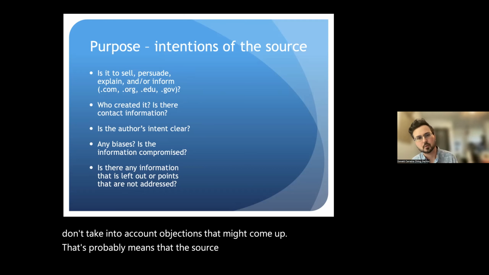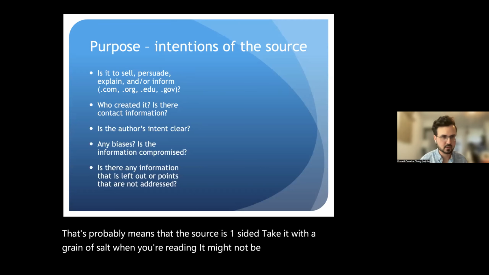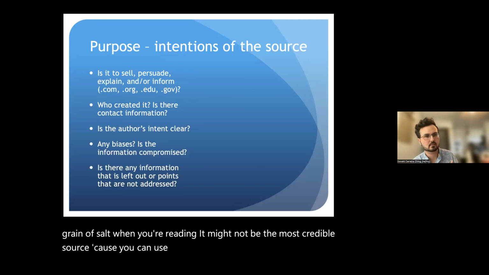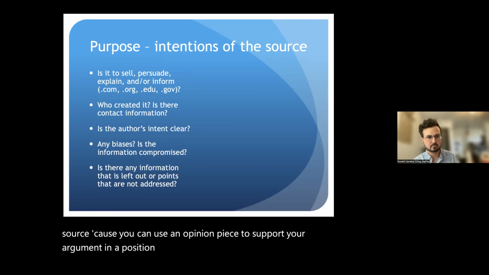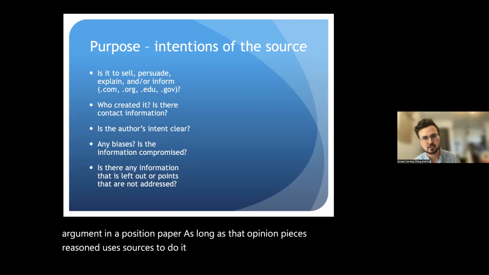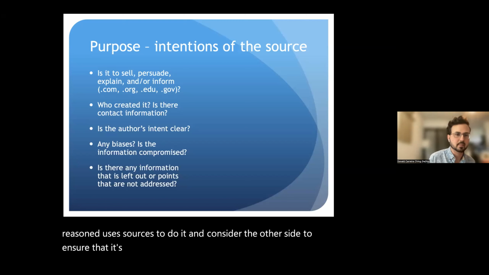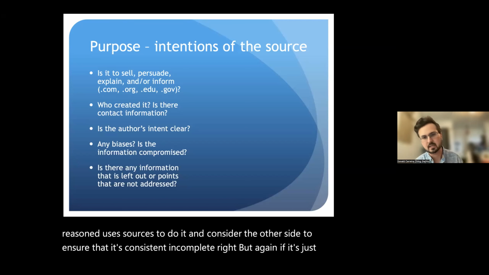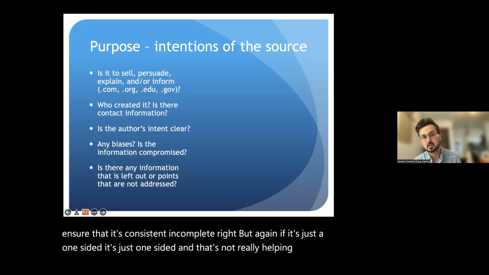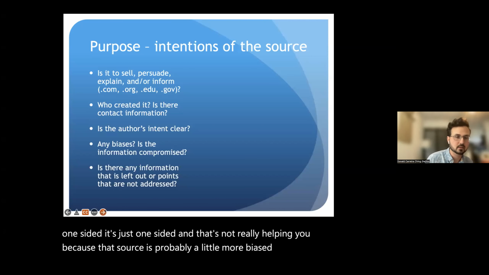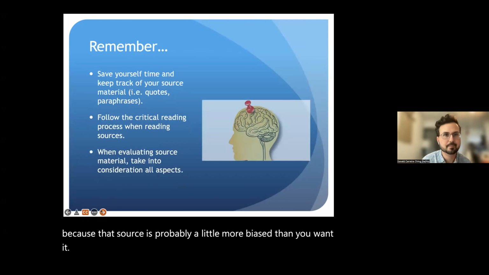Take it with a grain of salt when you're reading it. It might not be the most credible source, because you can use an opinion piece to support your argument in a position paper, as long as that opinion piece is well-reasoned, uses sources, and considers the other side to ensure that it's consistent and complete. Right? But if it's just one-sided, that's not really helping you, because that source is probably a little more biased than you want to bring into your paper.